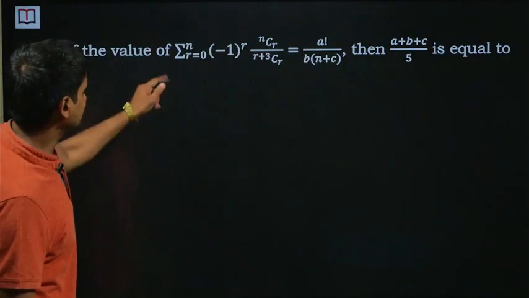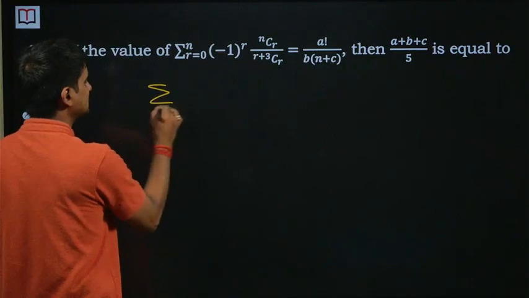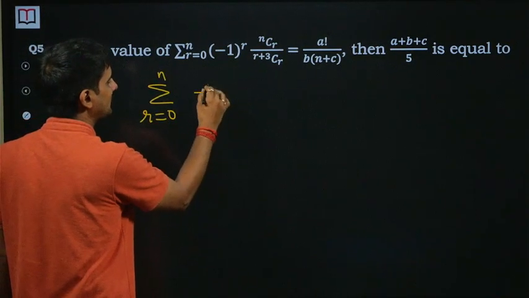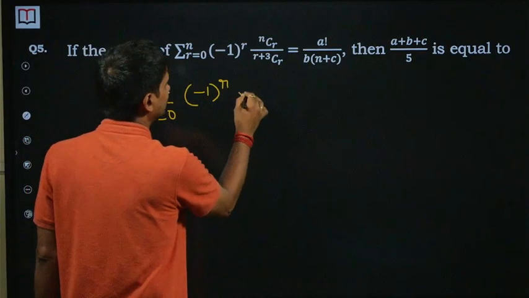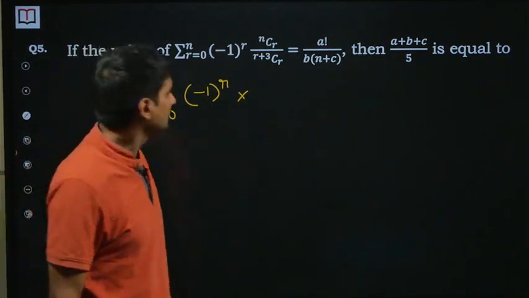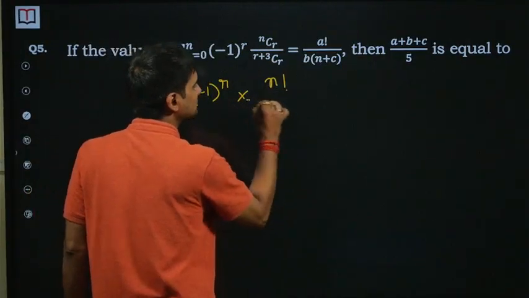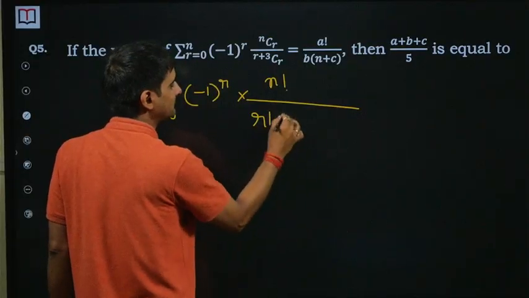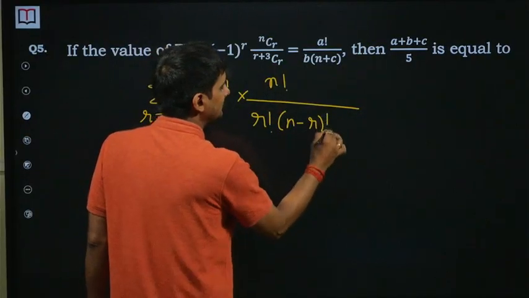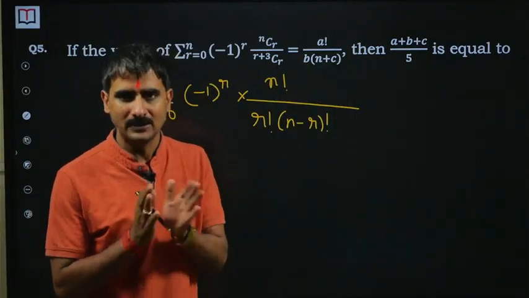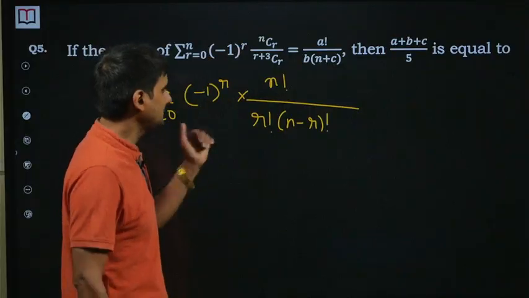Now coming to this one. Now this is a series. r goes from 0 to n minus 1 raised to the power r, so you have nCr upon r plus 3Cr. My suggestion in this case is that in the beginning itself I will first try to open both the binomial coefficient terms in numerator and denominator.